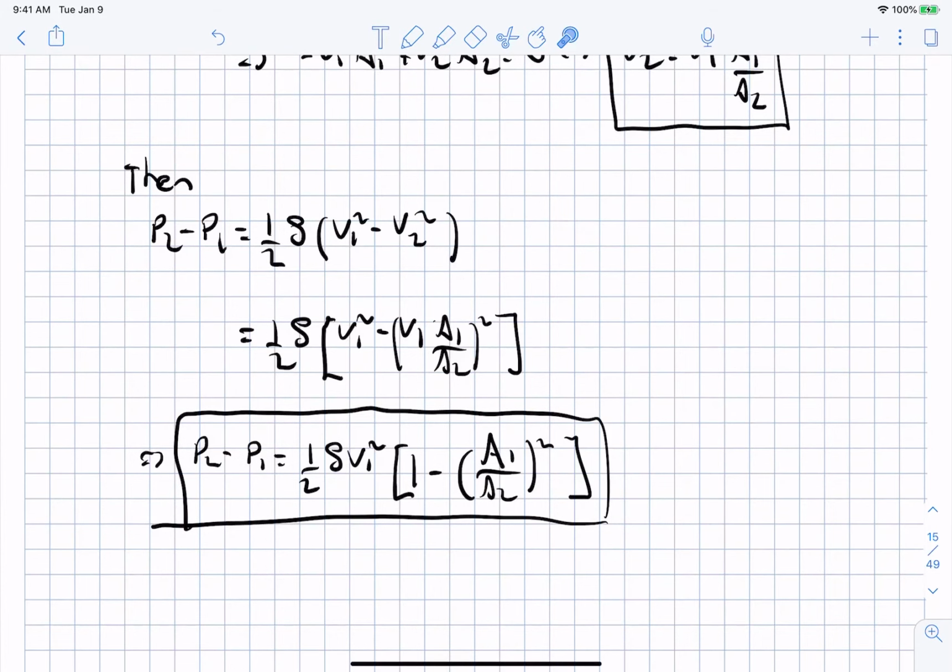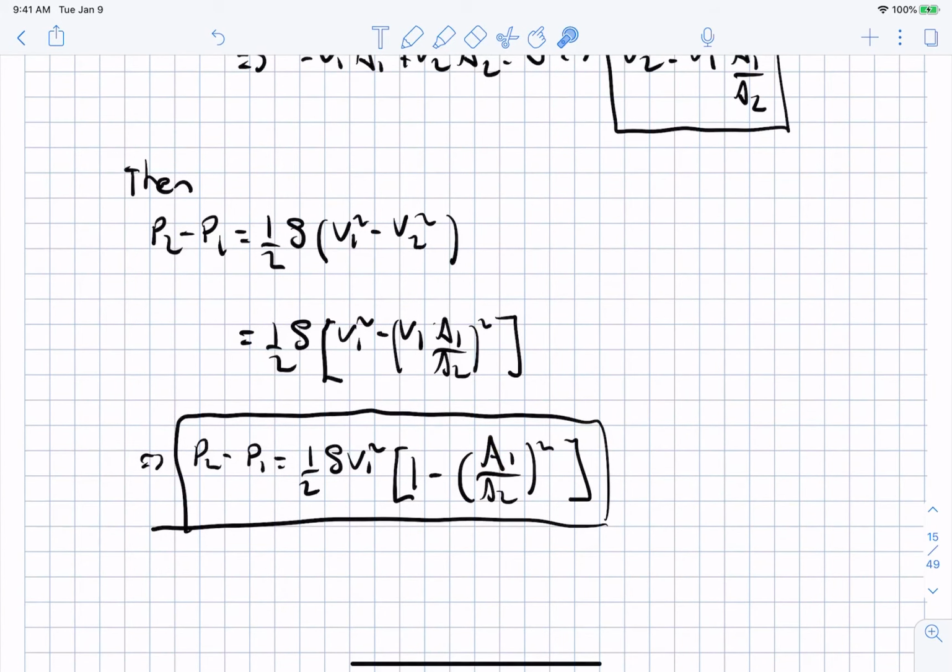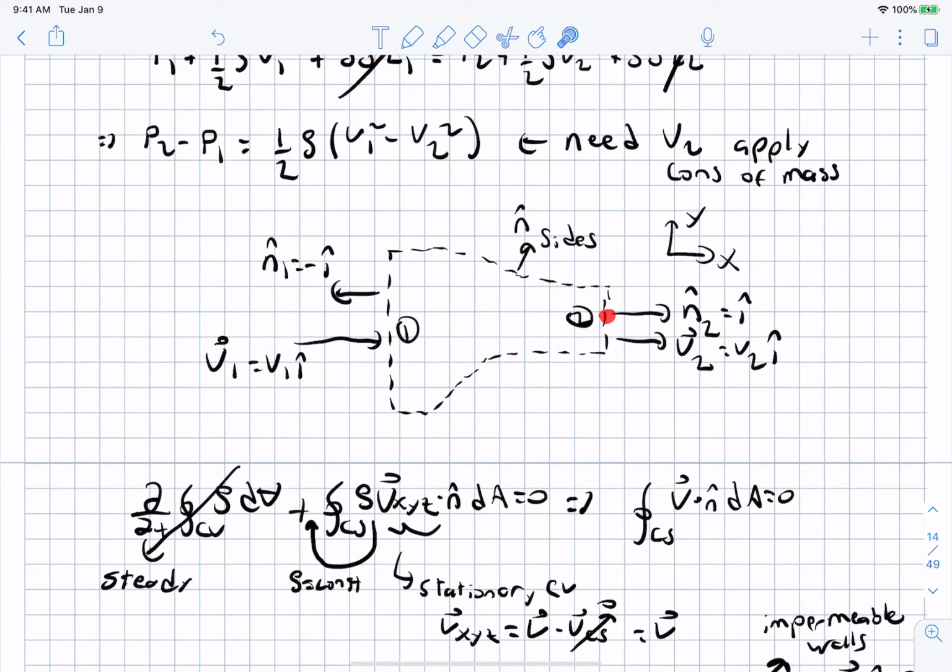And I wind up with this expression here. And notice that if A1 is larger than A2, meaning that the inlet is larger than the outlet, this term here is greater than 1, which means that the pressure in the small area of our reducer is less than the pressure in the larger area of the reducer. And that's just a consequence of the flow needing to accelerate as it goes through a progressively smaller area until it reaches the exit. And so as the flow accelerates, you could argue that the static pressure is being converted to dynamic pressure, and that the static pressure is necessarily being reduced as we accelerate the fluid.